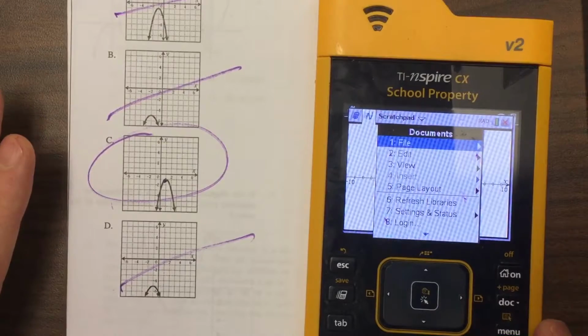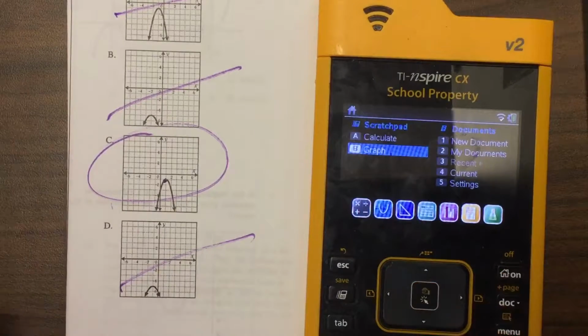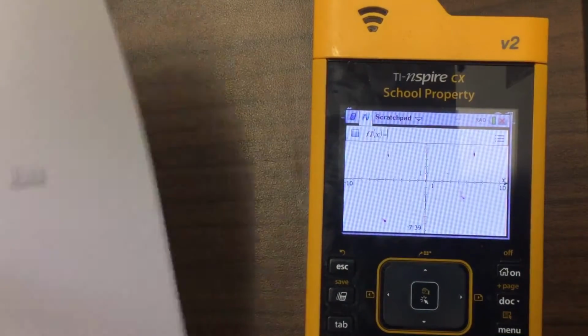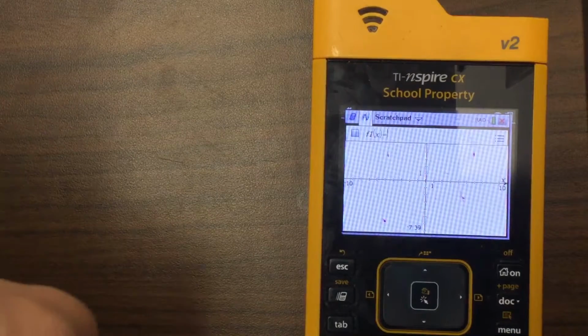I'm going to dock B. I didn't realize I had so much stuff in here. And now I'm going to go back to my graph screen. Okay, let's go to number 4 on the back of that page.